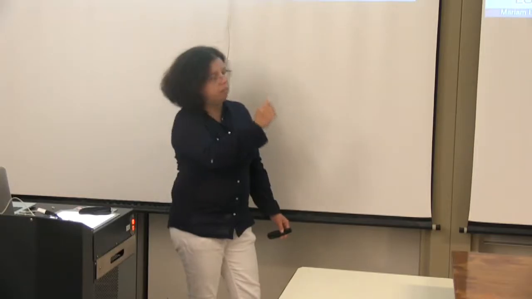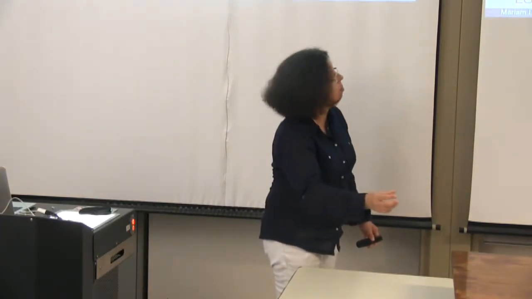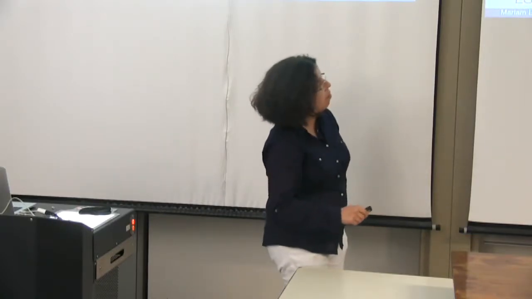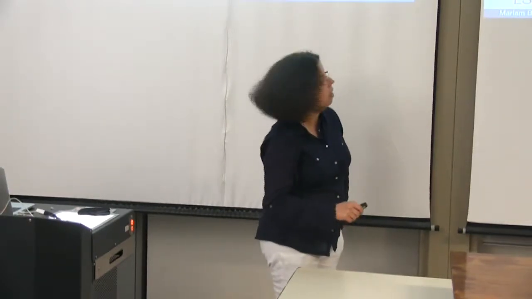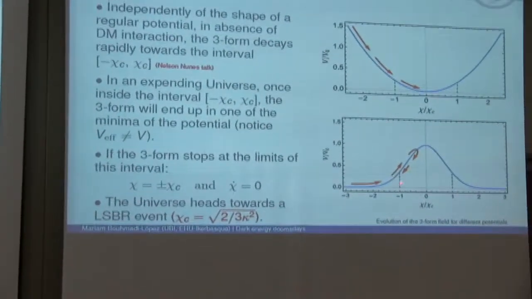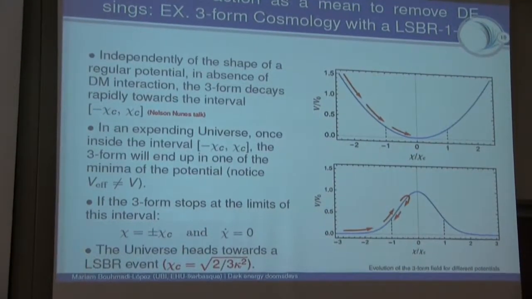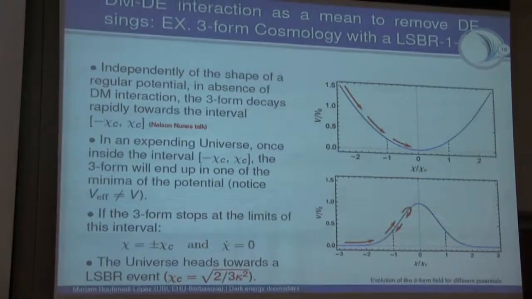And with that effective potential, the three-form will fall into the minimum of the potential, or there is another fixed point. That other fixed point is the one corresponding to the little sibling of the Big Bang, if you have this kind of potential. So essentially, the three-form will enter this regime between minus chi c and chi c, which can essentially be the gravitational constant.